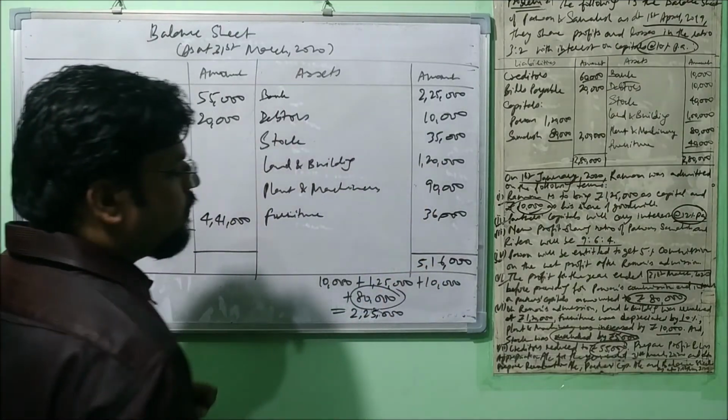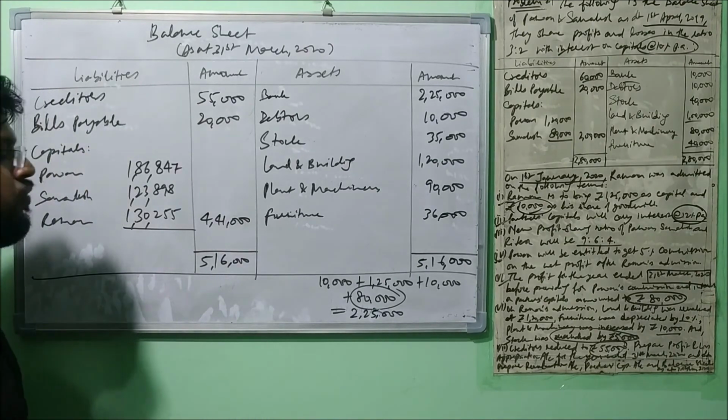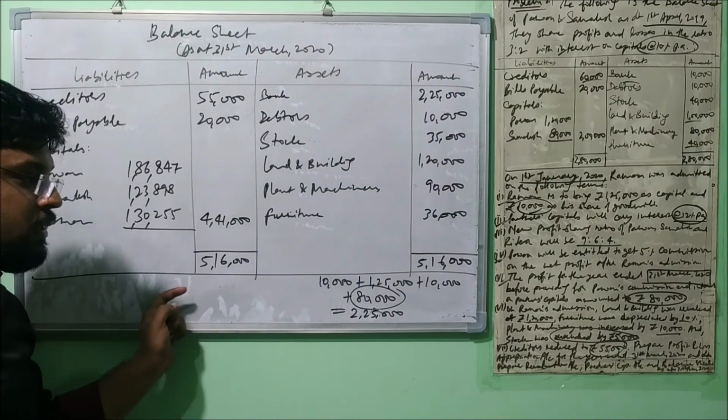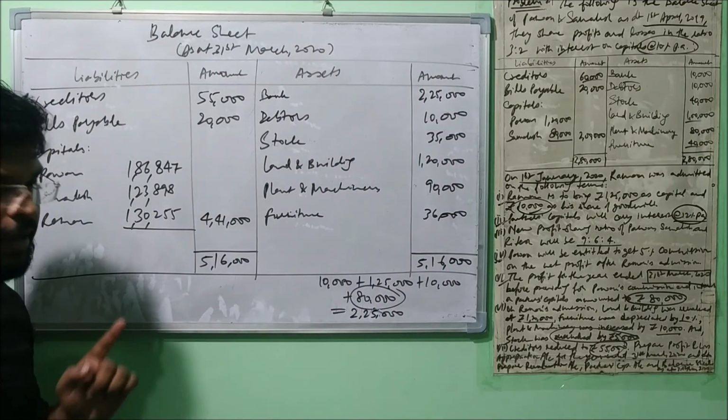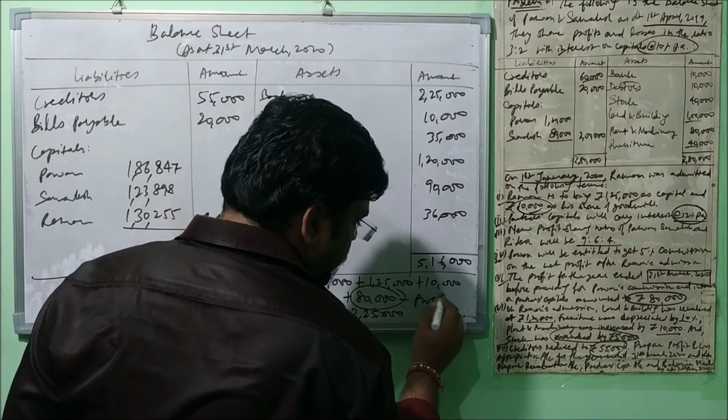This side total is 5,16,000. Let's make the total of this side. This side total is also 5,16,000. So when the totals are matching, it means this is correct. Okay, now the explanation. This is of profit.